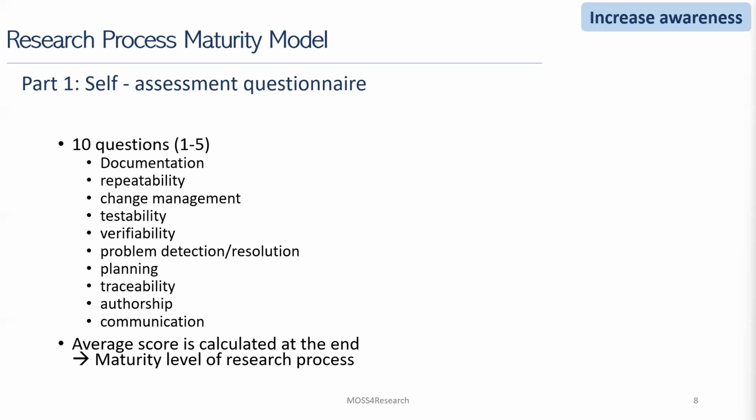5 is the maximum score, based on whether the group, project, or process completely satisfies the question or not at all. And at the end, the average score for all 10 questions constitutes the maturity level for the specific research process, group, or project.